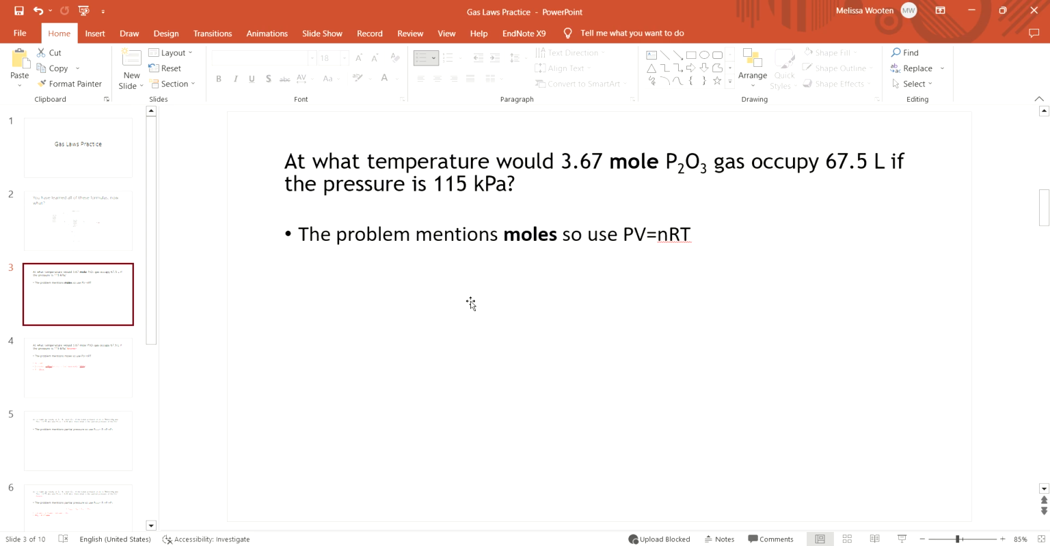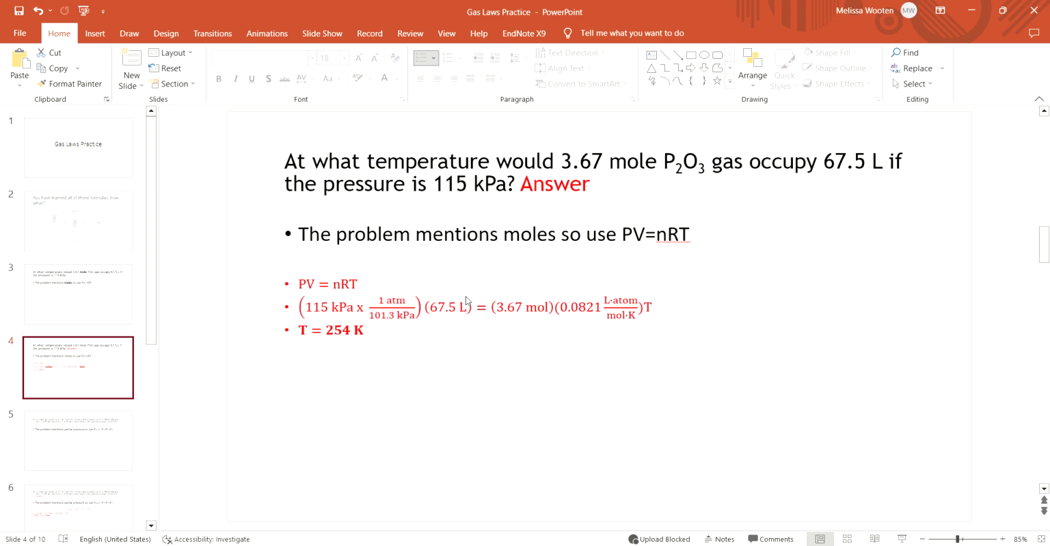Remember, this equation has picky units. So pause the video, write out your variables, what you're solving for. Make sure you convert what you need to convert to get to the units you're supposed to get to. Once you do all that, you should be able to plug and chug. Okay, so pause the video and give it a go. Alright, so you need to convert those kilopascals into ATM.